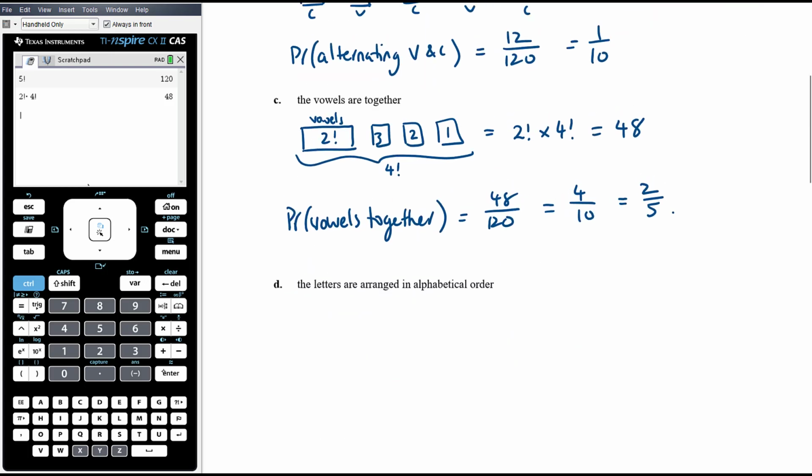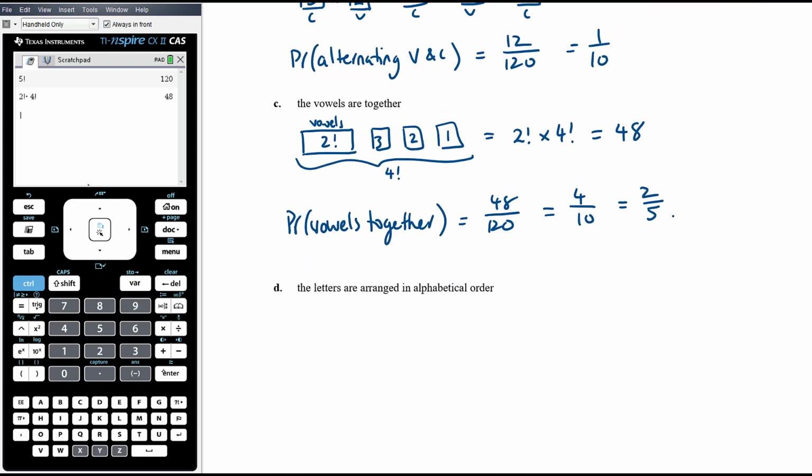The probability that the letters are arranged in alphabetical order. So there's only one way to arrange the letters in alphabetical order. So therefore there's only 1 out of 120 possible arrangements that would have the letters in alphabetical order.